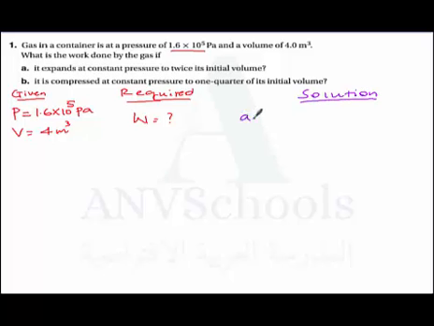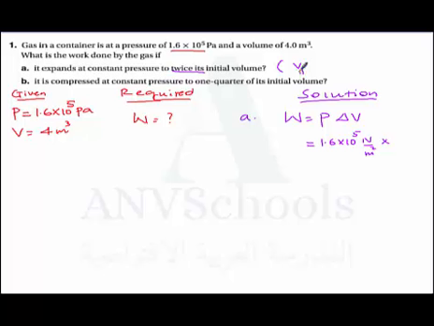Let's start with A. What is the work done by the gas if it expands at a constant pressure to twice its initial volume? So the volume will be twice, meaning it will be 2 times 4. The work done is pressure multiplied by change in volume. The pressure is 1.6 multiplied by 10 to the power of 5 Pascal, meaning Newton per meter square, multiplied by the volume.